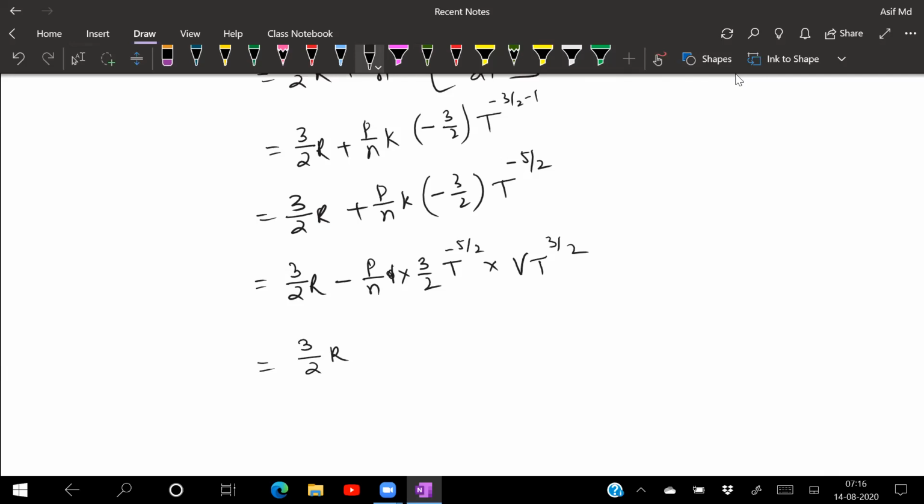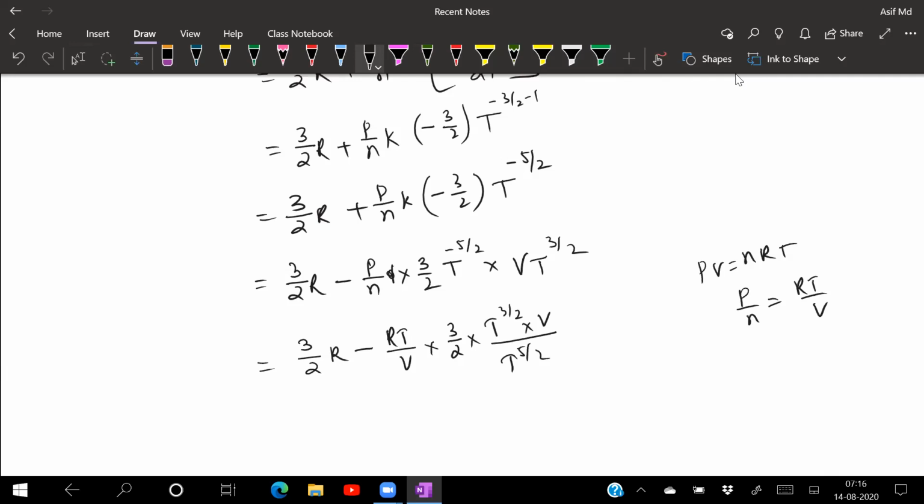Okay. So now P by N can be written as, PV is equal to nRT, no? Yes, sir. So P by N is equal to how much for me? RT by V. Yes, sir. So P by N I am writing as minus of RT divided by V into this one, which is 3 by 2 into, nothing but how much for me? PV by N, 3 to the power of 3 by 2 into V divided by T to the power of 5 by 2, minus, we brought it down.